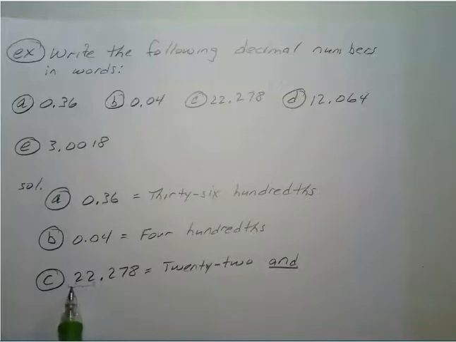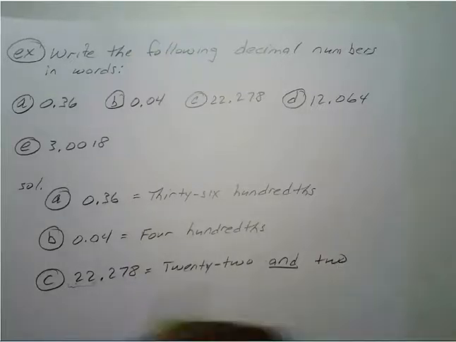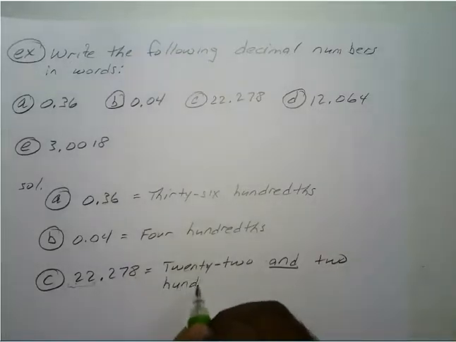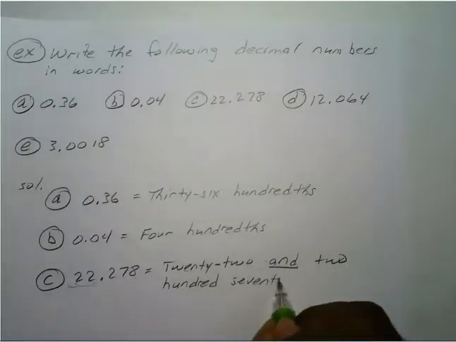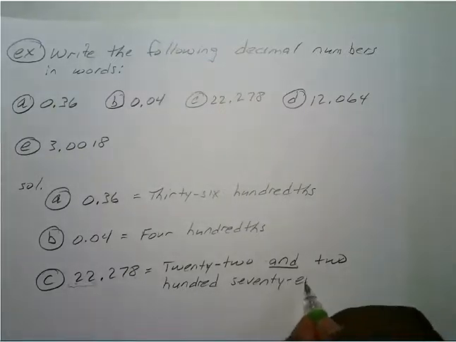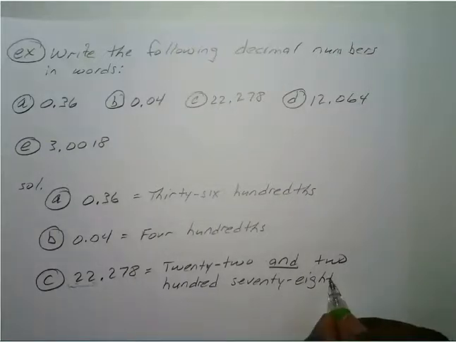So you read it as whatever your whole number is, and, then you do the right side for your decimal. So you have 278, so you have tenths, hundredths, thousandths. So that's 278 thousandths. 78 is a 2-digit number, so you're going to have that dash. Thousandths.